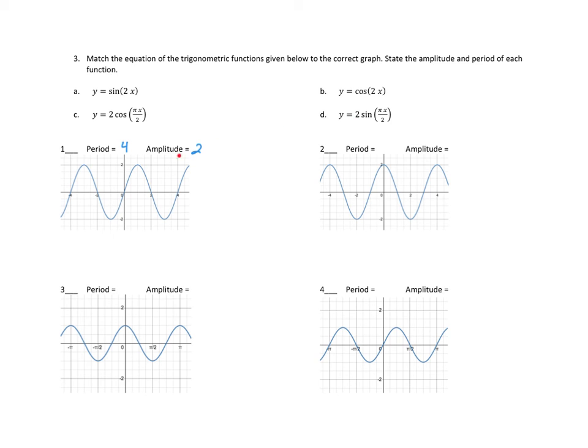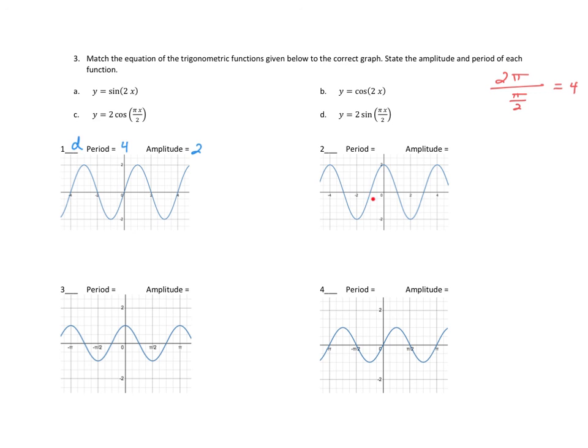2 will determine the amplitude, and this pi over 2 can determine the period. The formula that we have for determining the period is you take 2 pi and you divide it by the value that's in front of the x, which in this case is pi over 2. So if you simplify this, the pi's cancel. 2 divided by a half is 4. So all that being said, for the very first graph, that's going to be d.